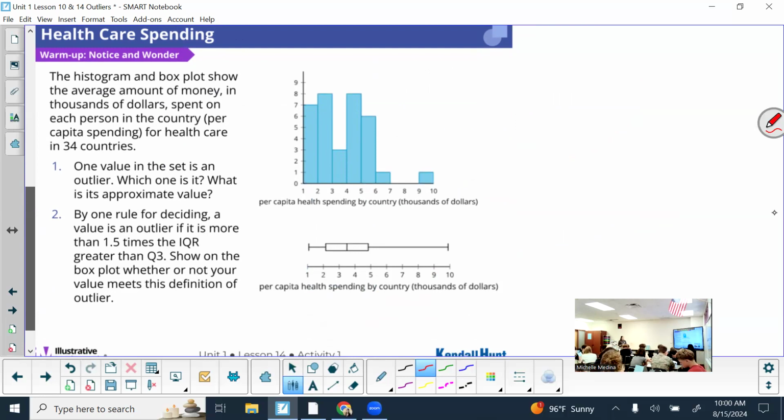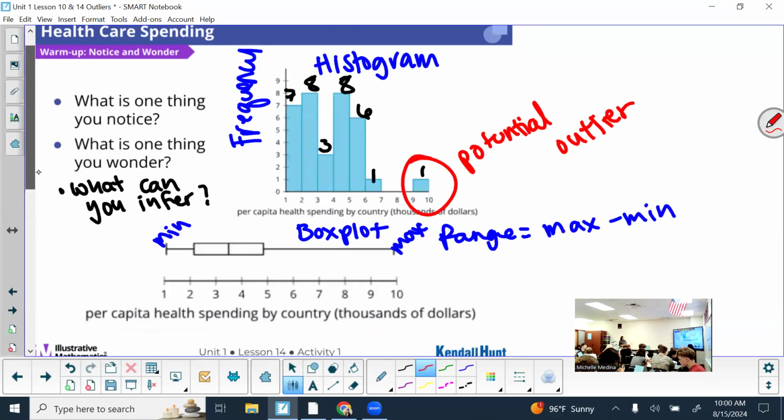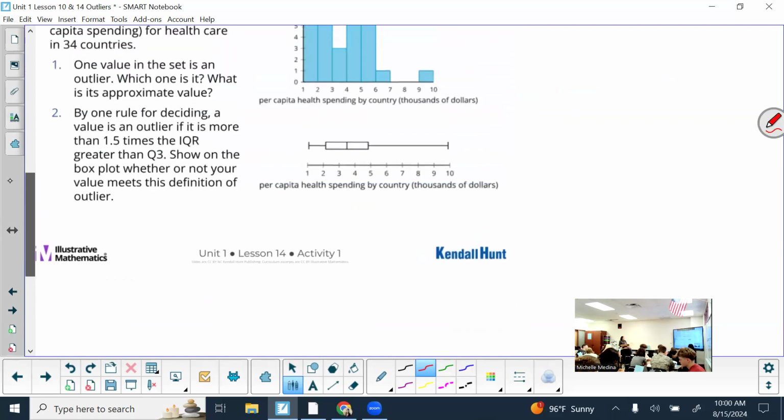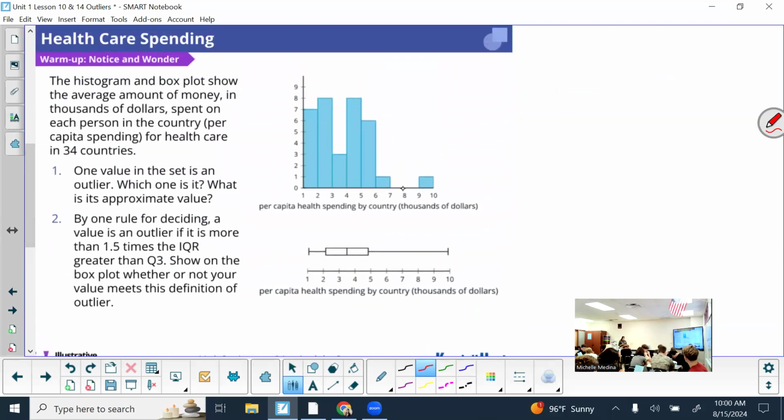So we already pointed to this one being a potential outlier, but now we want to know what its approximate value is. So table, well, first let's rotate the reporter. Whoever spoke for your group last, go one to the left. So table 2, in which display is it easier to approximate the value of the outlier?